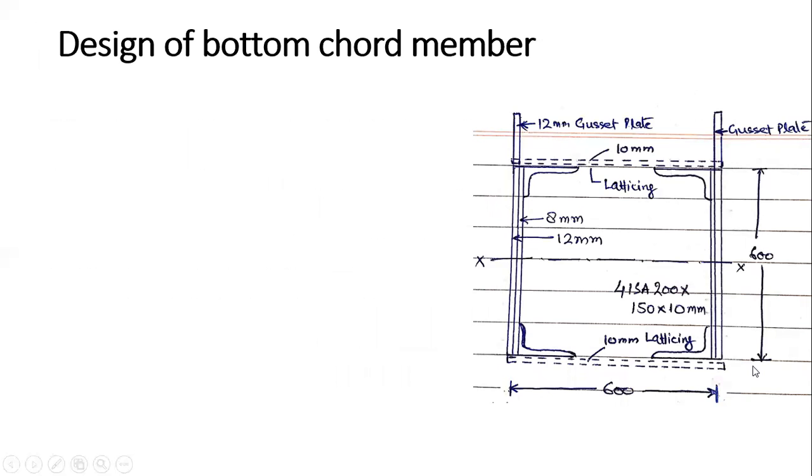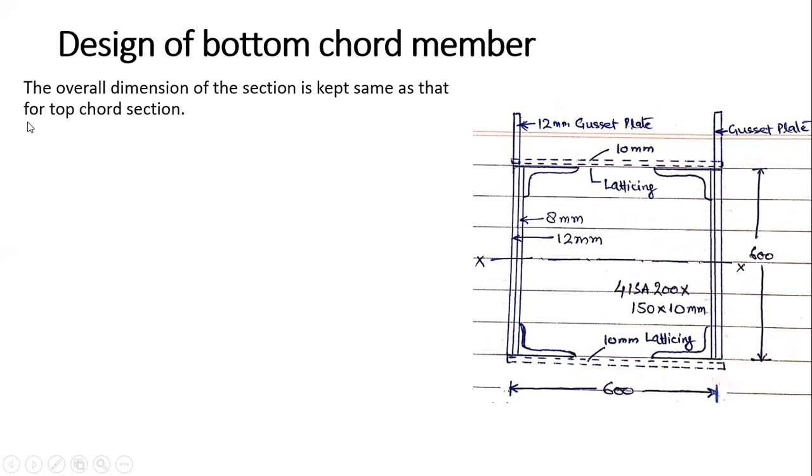Okay, 600 depth as in the previous case, 600 width as in the previous case. But the only change is that I use different angles here, 200, 150 by 10. And here we have to provide the lacing here and here for the bottom chord member, so that any rain water that may come inside from the sides will pass through from here. So we have provided lacing and not solid plates. Okay, and we have provided here this plate is 8 mm, this plate is 12 mm. Now the overall dimension of the section is kept the same as that of the top chord member.